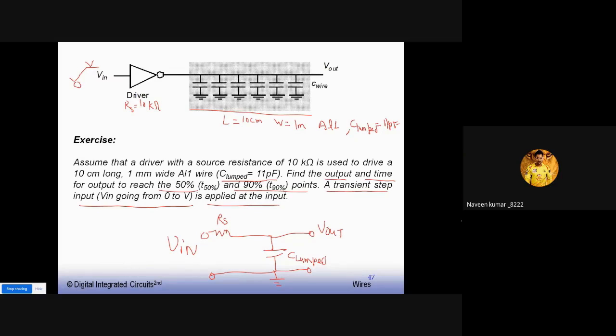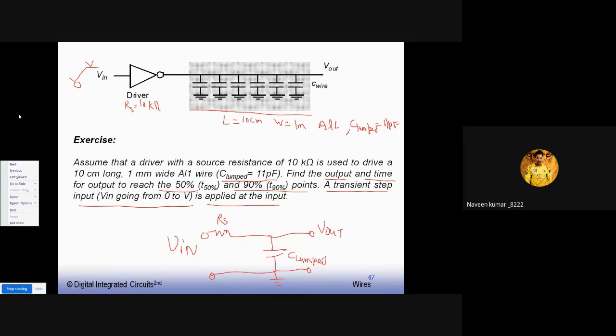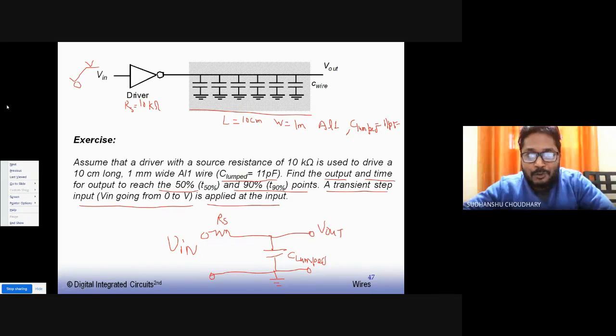Right? Hello, sir. Yeah, please. Sir, under what condition will we differentiate between a long wire and a short wire? Is there any condition, sir? Yeah, so long wires are the wires which are more than, let's say, 1 micrometer. So those are considered, let us say, long wires.